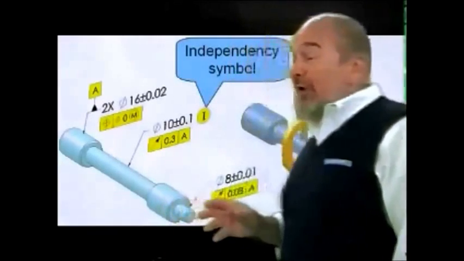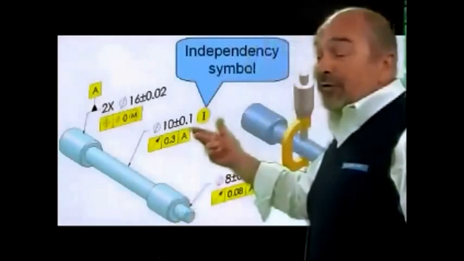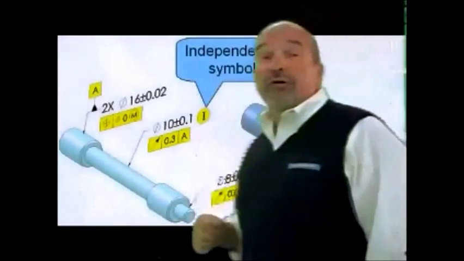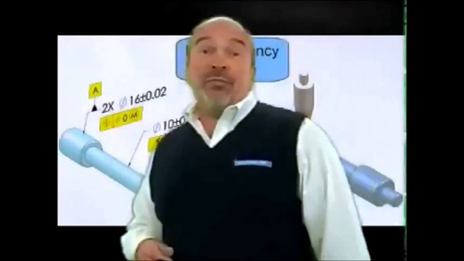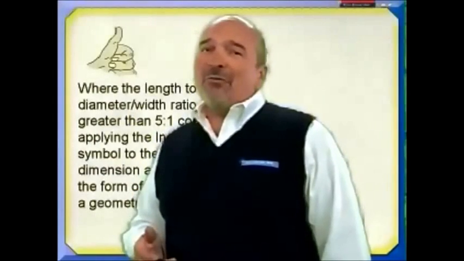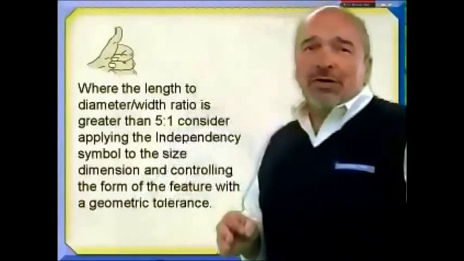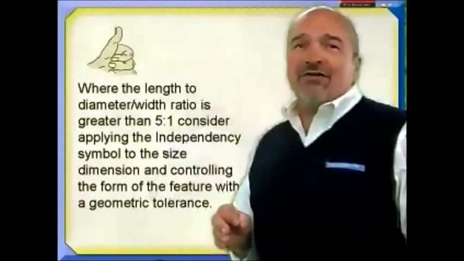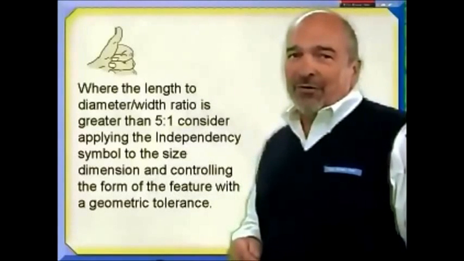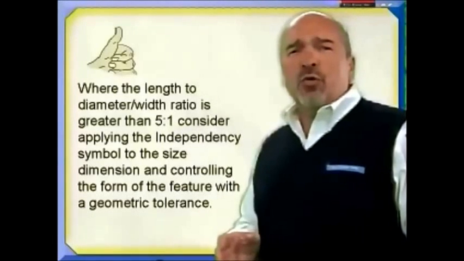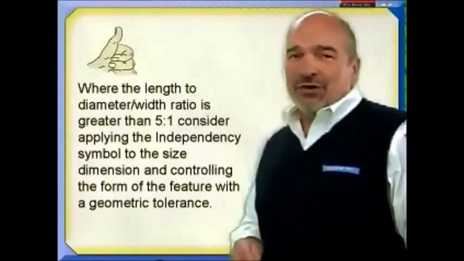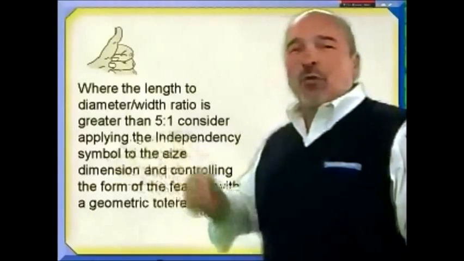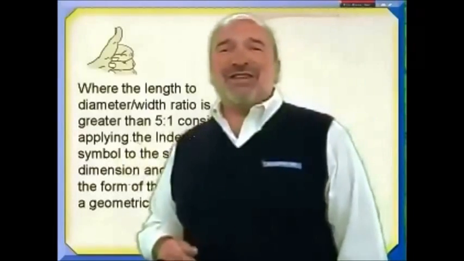On this drawing, the runout tolerance is not only locating the feature, but it's also controlling the circularity and straightness of the feature. So when do you go for this Independency symbol? Well, my rule is that you should really consider it when the length exceeds 5 times the width or diameter of the feature. This is because Rule 1 may become impractical where a tight size tolerance has been applied. Just one more of the new symbols in the 2009 standard. I'll see you next month.